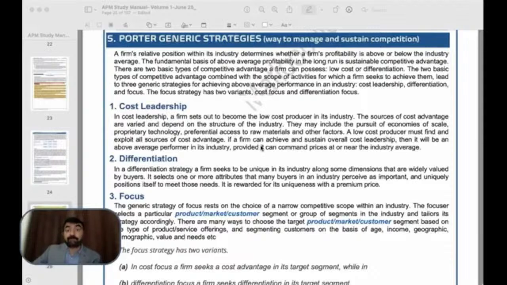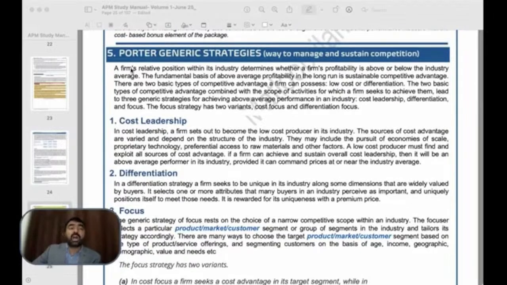What does that mean? Let me have a quick reading from this so you can have some idea. A firm's relative position within its industry determines whether a firm's profitability is above or below the industry average. Yes, its strategic positioning will determine its profitability. The fundamental basis of above average profitability in the long term is sustainable competitive advantage. Yes, the ability of the business to sustain its competitive advantage in the long term would offer above average profitability.